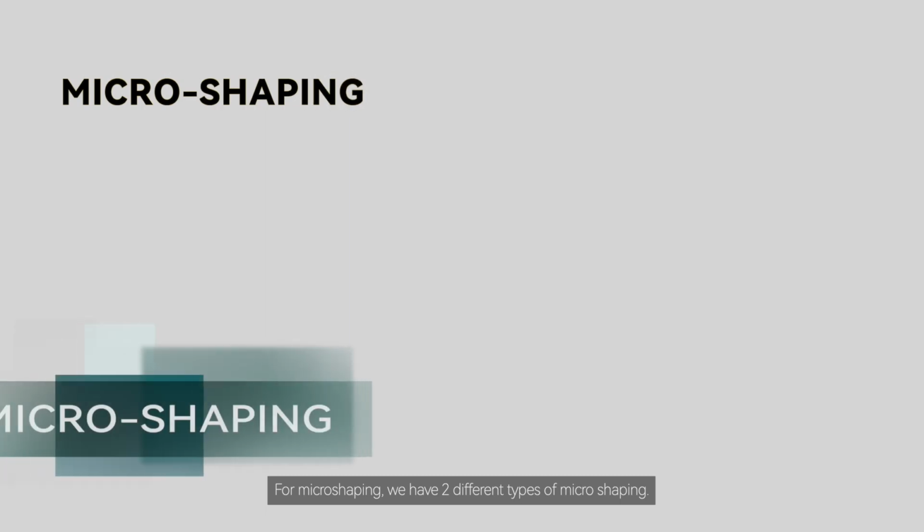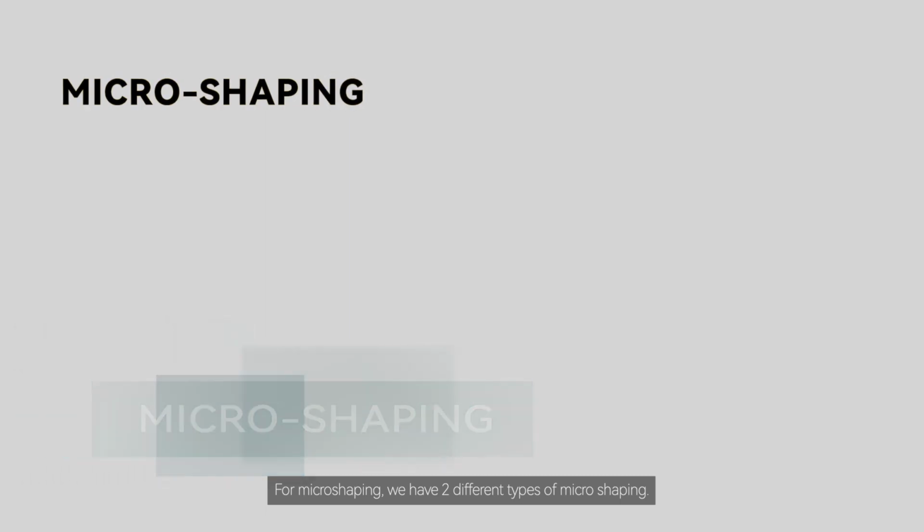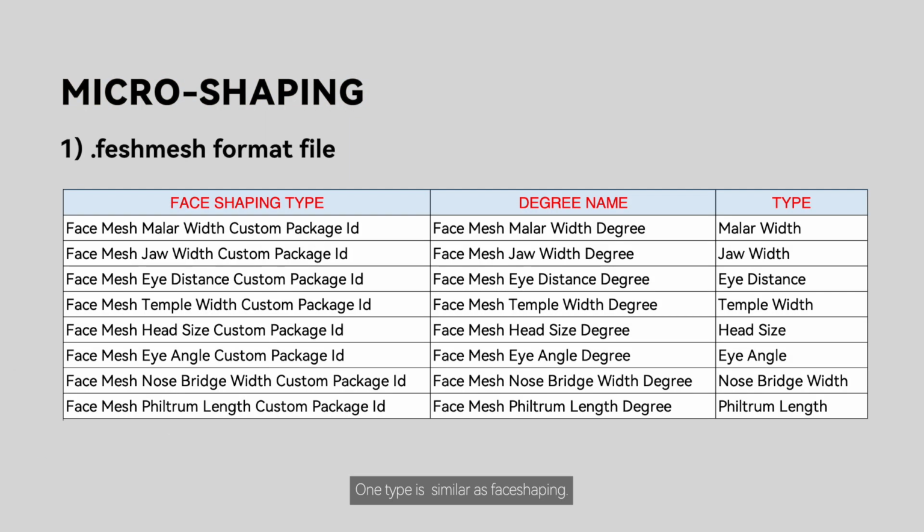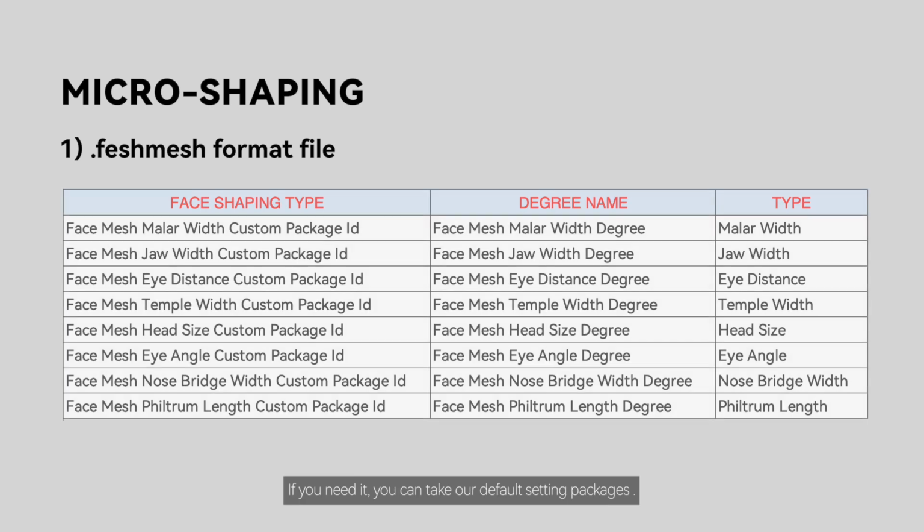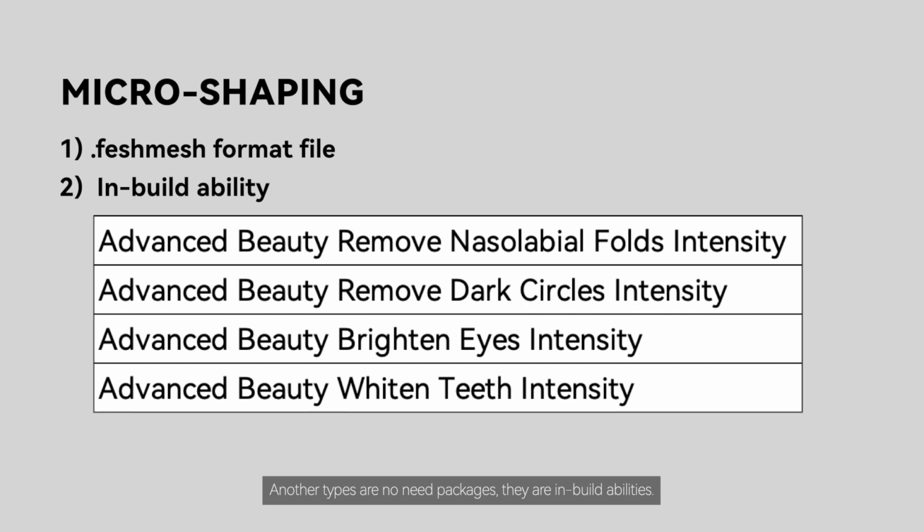For microshaping, we have 2 different types of microshaping. One type is similar to face shaping. If you need it, you can take our default setting packages. Another type is no-need packages. They are built-in abilities. You can use them by simply adjusting the value in JSON.